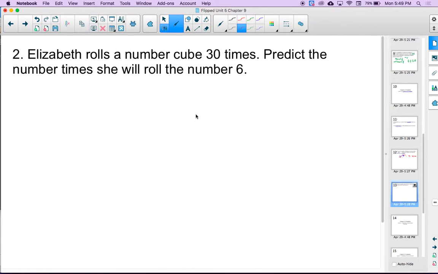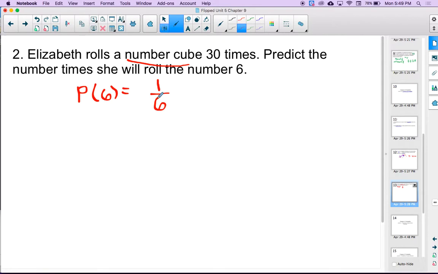Number 2, Elizabeth rolls a number cube 30 times. Remember, a number cube is a die. She rolls it 30 times. Predict the number of times she will roll the number 6. Well, first thing we have to know is what's the probability of rolling that die or number cube and getting a 6. Well, remember there are 6 sides on a number cube. 1, 2, 3, 4, 5, 6. Of those 6 sides, there's only one side that has a 6 on it. So the probability of getting a 6 is 1/6.